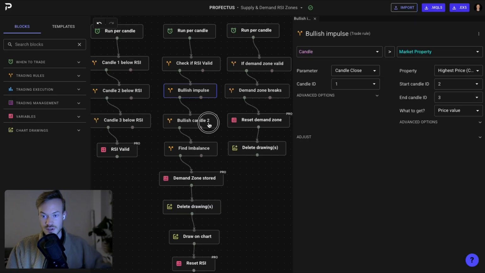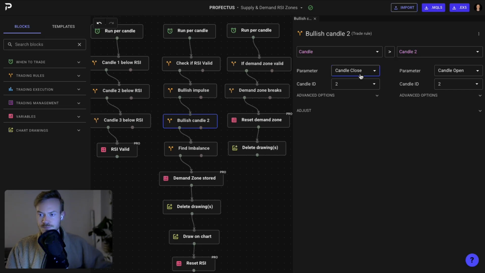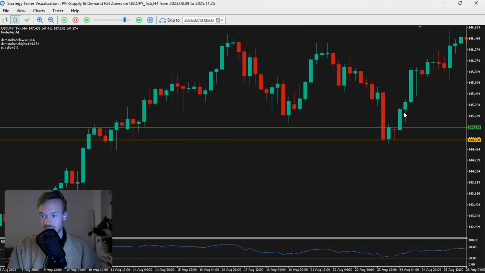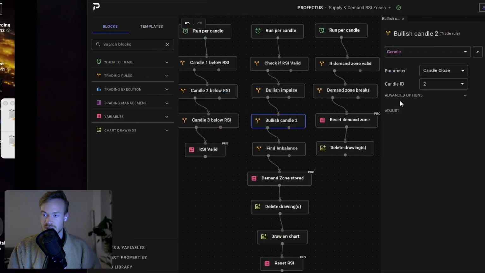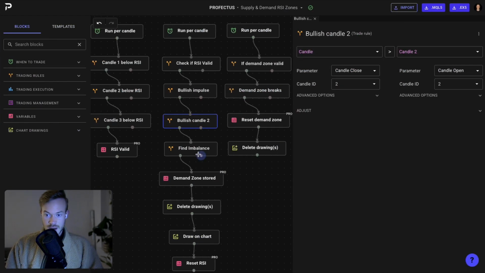So for us, it's one of many definitions you can follow along to look out for an impulse. Now let's say this condition is true. We look now for bullish candle number 2, simply checking, is the candle with the candle ID number 2 a bullish candle, or in more technical terms, is the candle close above the candle open? In that case, we see indeed it is, we see green candles, bullish candles, right? Now, condition is met. Now we want to look out for the imbalance.